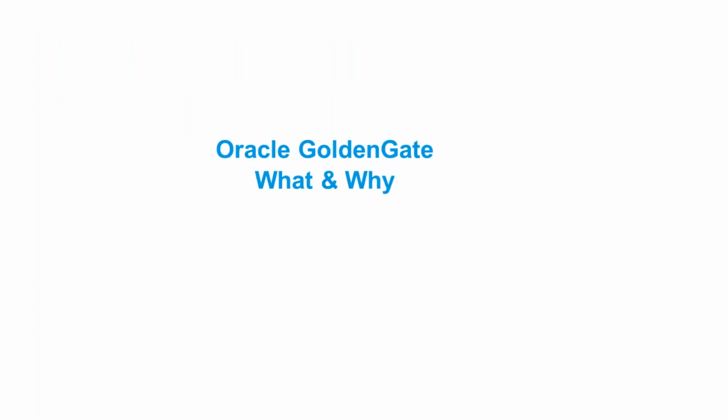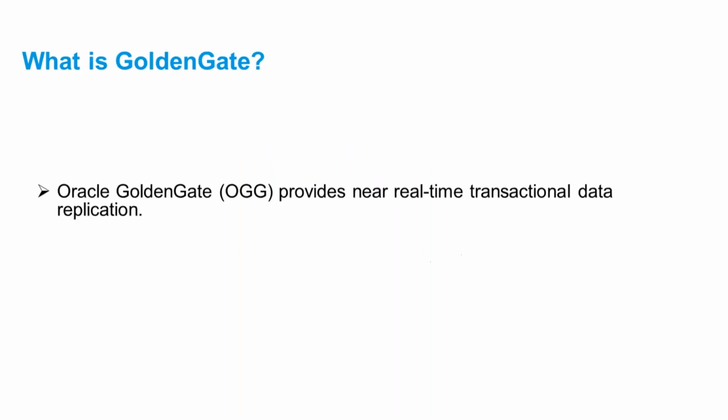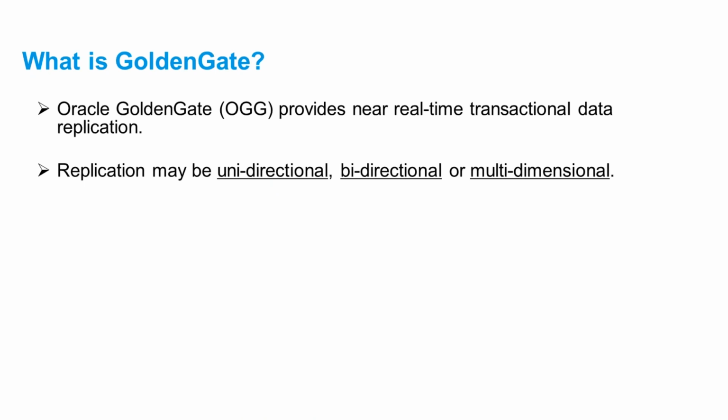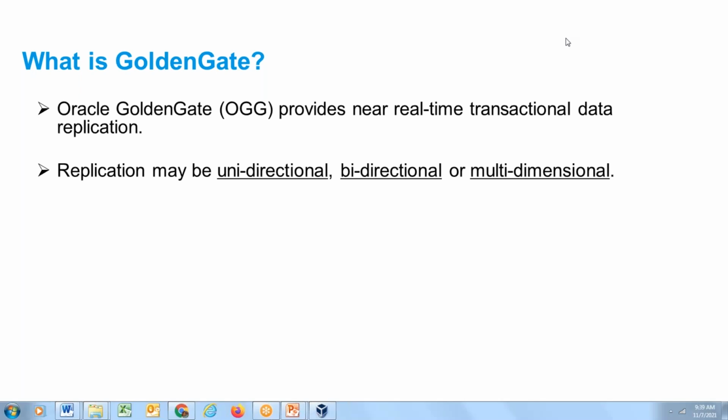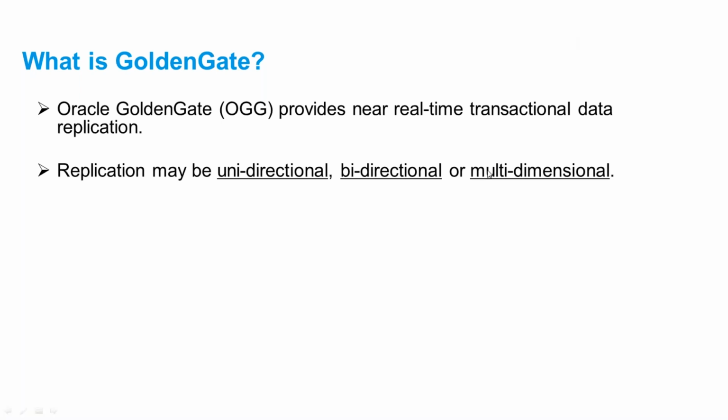So let us start now. Oracle Goldengate, what and why? Oracle Goldengate provides near real-time transactional data replication. Goldengate is a replication tool which is used to replicate the data from source database to target database. The replication is near real time. By near real time, we mean that the data is replicated within a few milliseconds to a few seconds.